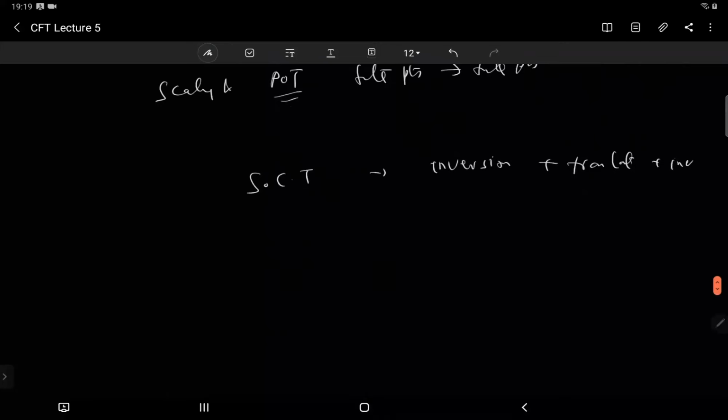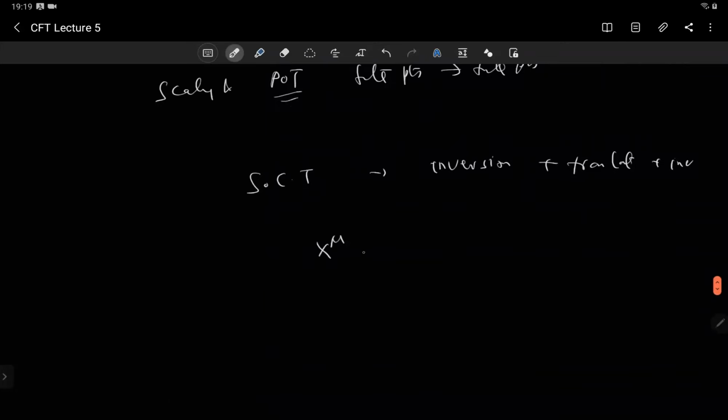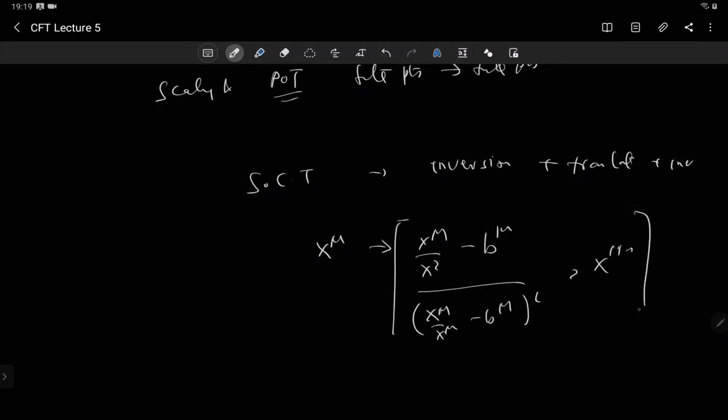So you start with x mu, then you invert it, meaning you divide it by x square, then you translate by an amount minus b mu. You can call it plus b mu also, it doesn't matter, it depends on what b is. And then you invert the whole thing, which is x mu minus x square by mu the whole square. This is what is the special conformal transformation. So this way you'll remember it. If you don't remember the formula, this is a simple way of remembering this.